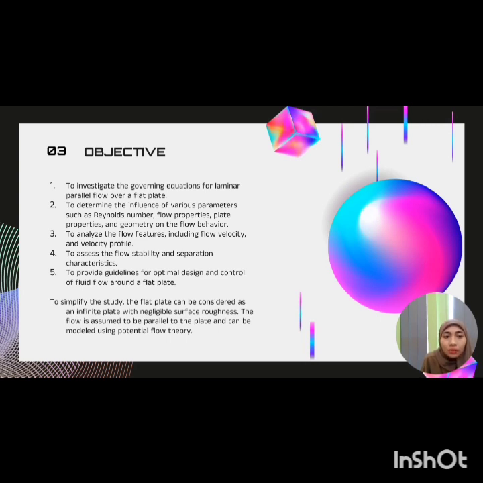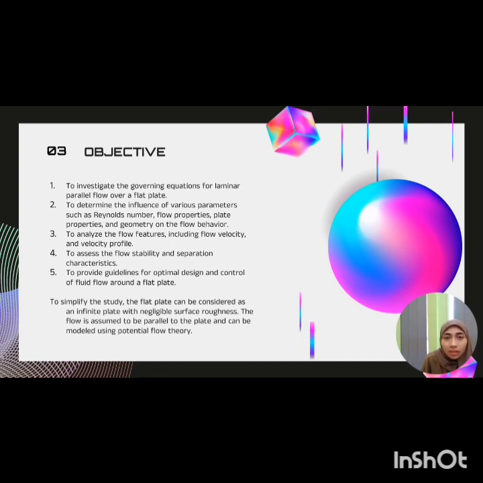To analyze the flow features, including flow velocity and velocity profile. Number 4 is to assess the flow stability and separation characteristic. To provide guidelines for optimal design and control of fluid flow around a flat plate.